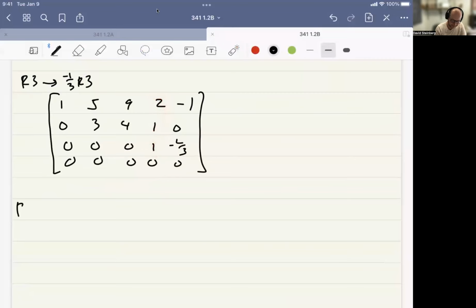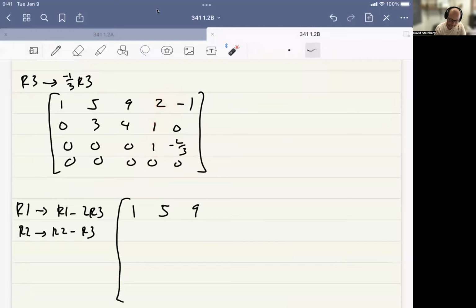Okay, so now we can use this 1 to destroy the terms above it. So let's take row 1 to row 1 minus 2 row 3. That'll kill the 2 here. And then row 2 goes to row 2 minus row 3. And that'll kill that 1.